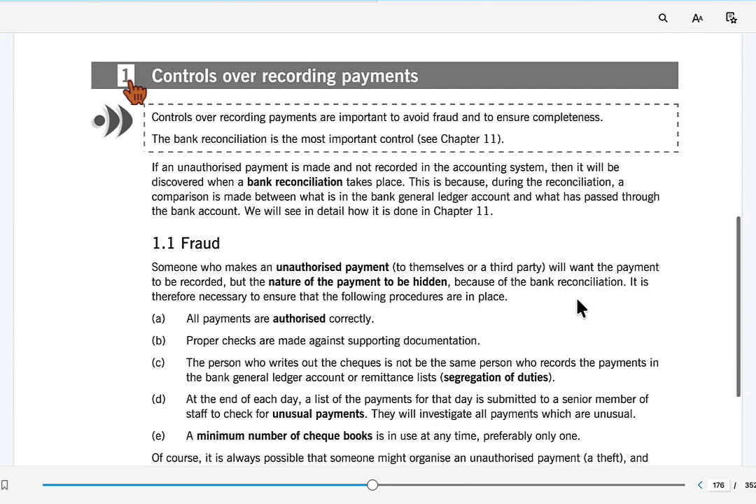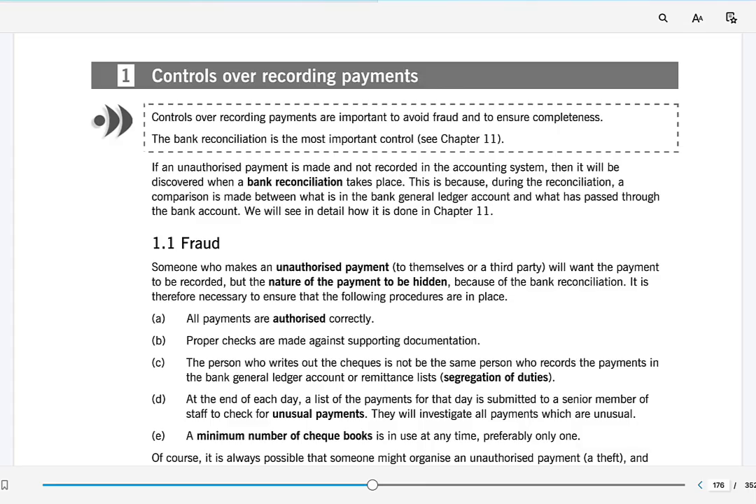Lesson 1. Controls over recording payments. Students, in this lesson, we are learning something extremely important. We are learning how a business protects its money when it makes payments. Because when a business pays money out, it is very easy for mistakes to happen, and it's also an area where fraud can happen if there are no strong rules. So Lesson 1 is about the rules, checks, and procedures that make sure every payment is correct, authorized, and properly recorded.